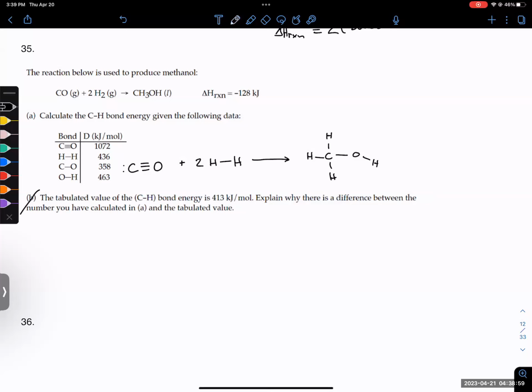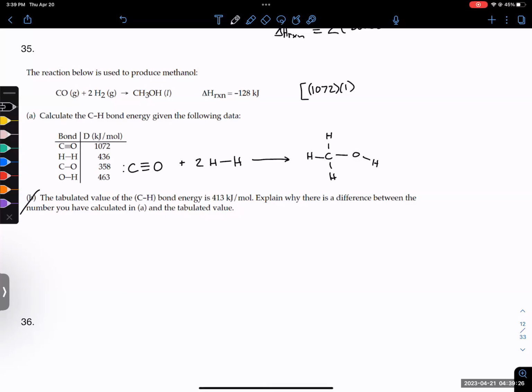All right, so let's see how many bonds and what bonds are we breaking? What's the first bond we're breaking? One triple bond between carbon and oxygen, which has a bond enthalpy of 1072. So 1072, and we're only doing it once. So I'll put number 1 there.